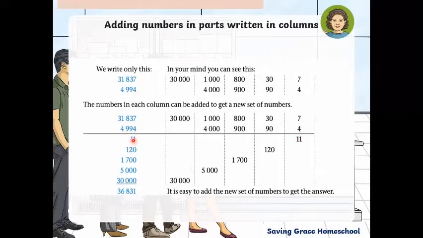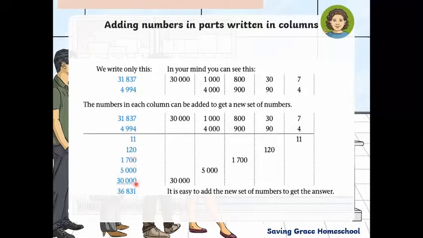So we have the 11 from the addition of the units, 120 from the addition of the tens, 1,700 from the addition of the hundreds, 5,000 from the addition of the thousands, and then 30,000 from the addition of the 10,000s column. Okay, and then we add those all up.